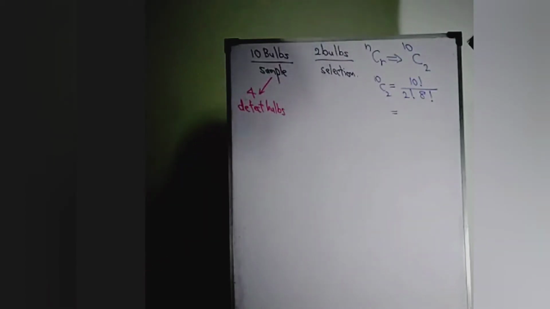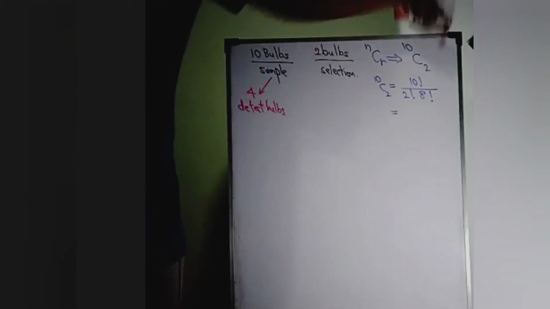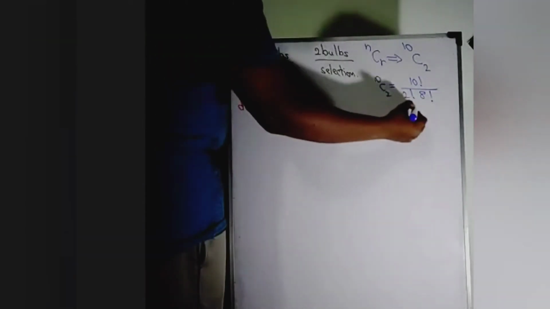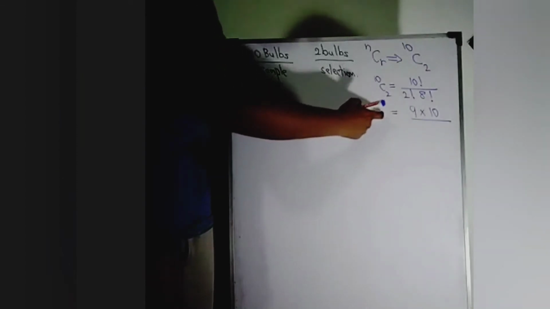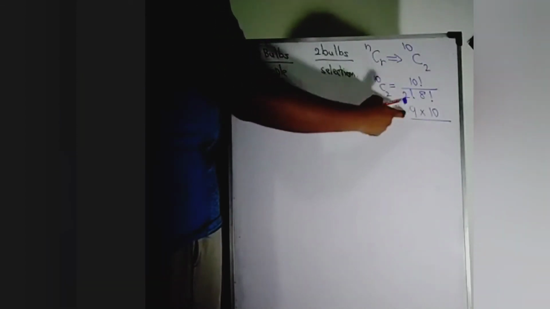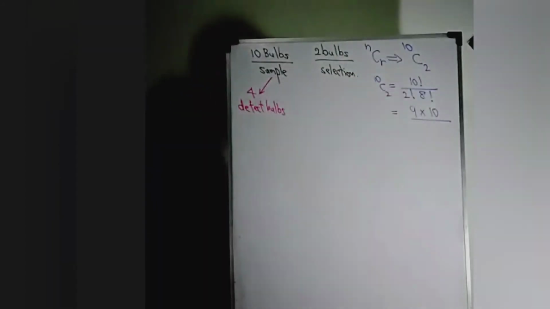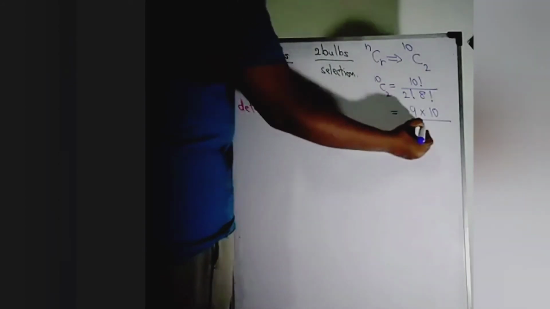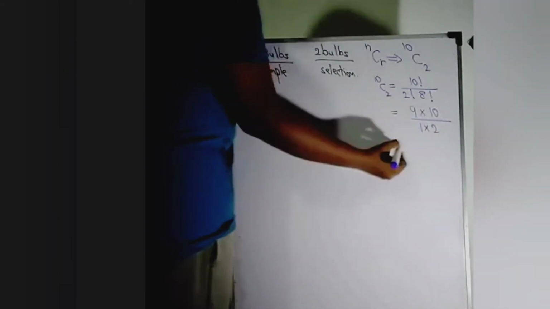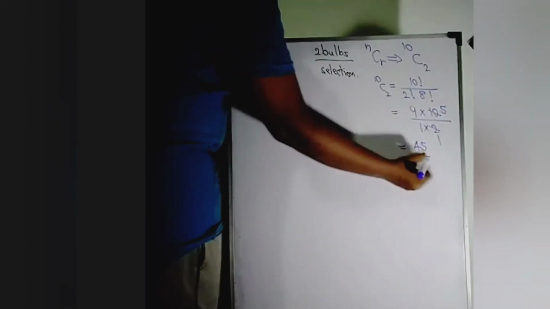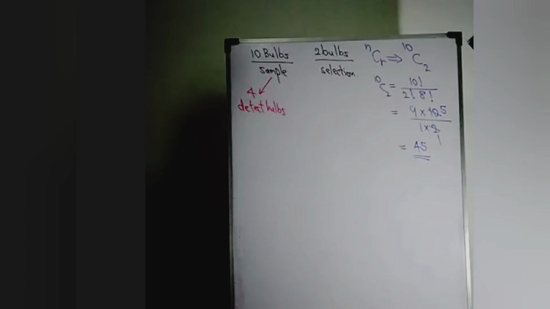And what are the remaining 2 digits? 9 and 10. In the numerator we have 9 into 10, because 1 into 2 into 3 into 4 into 5 into 6 into 7 into 8 will be cancelled by the 8 factorial part. After that, we are left with 2 factorial. 2 factorial is 1 into 2. Then 2 times 1, 2 times 5, answer is 45. That means altogether we have 45 ways of selecting 2 bulbs from the sample of 10.